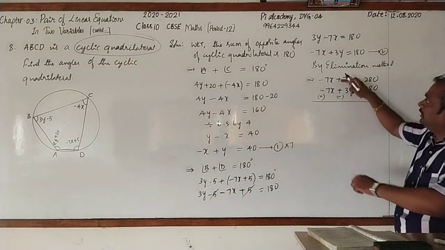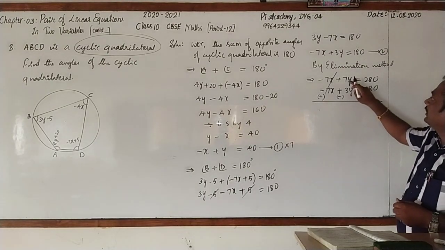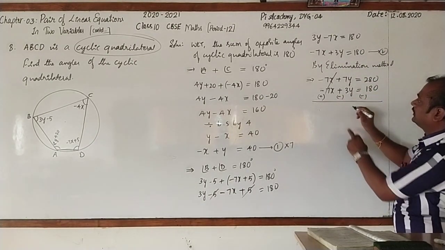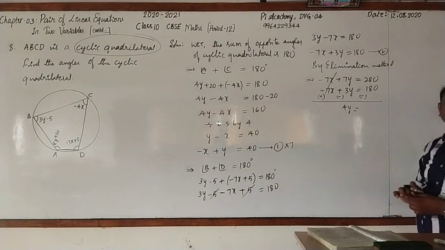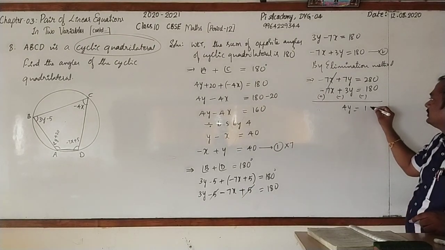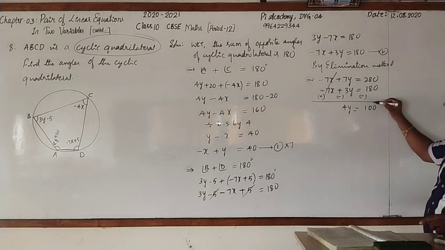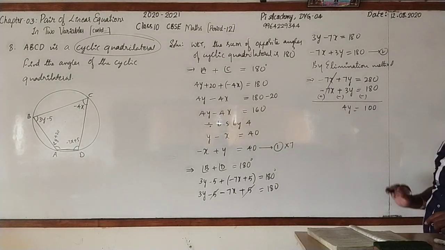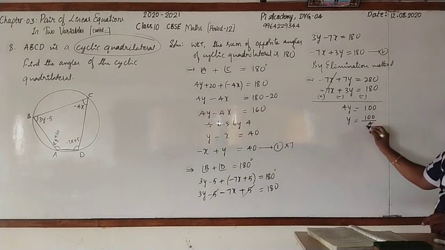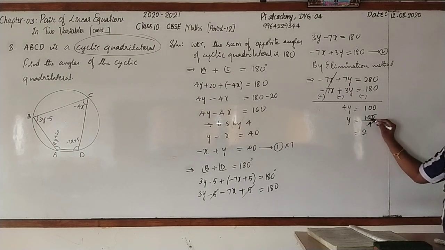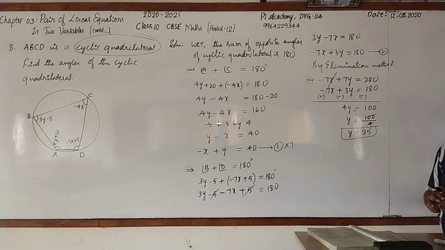Consider this side only. What is minus 7x plus 7x? They get cancelled, it will be 0. Then 7y minus 3y is 4y. Then 280 minus 180, how much will it be? It is 100. Then y is equal to 100 by 4, cancel it. 4 fours are 16, 4 twos are 8, 2 will remain and it becomes 20, 4 fives are 20. So y is equal to 25.